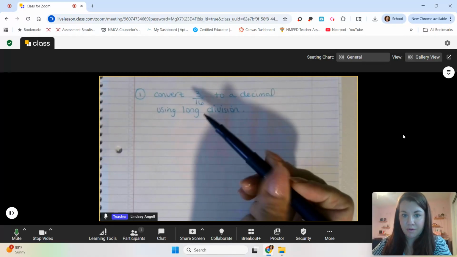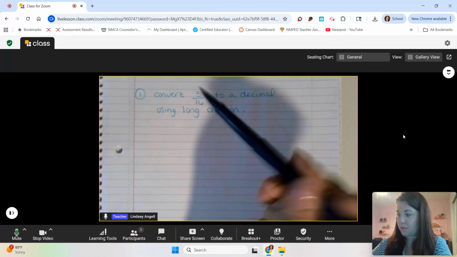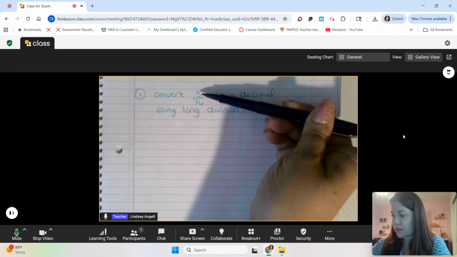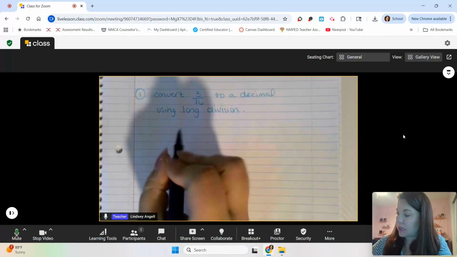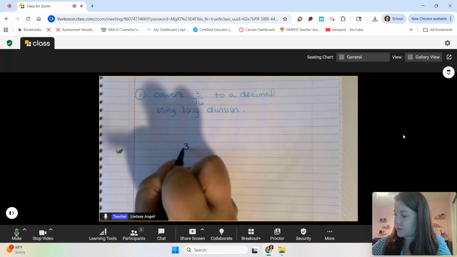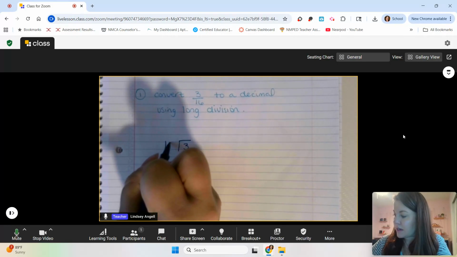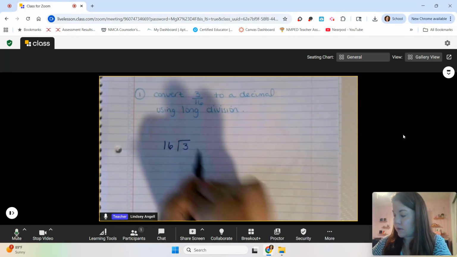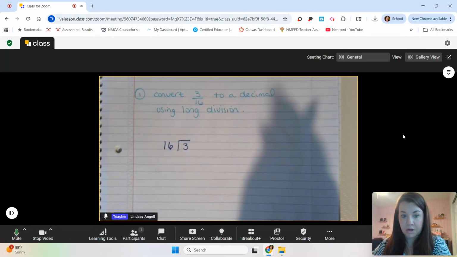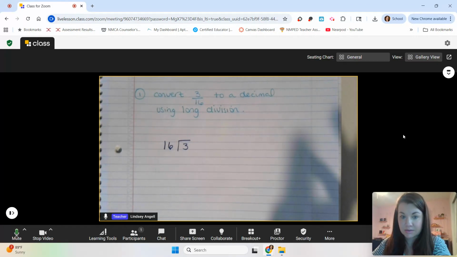So in order to convert a fraction to a decimal, now first off, we've talked about this before, but every fraction is a division problem. This is like 3 divided by 16. So that's exactly what I'm going to do. I'm going to set up 3 divided by 16. Now that doesn't work, right? In your brain, you're probably thinking, Mayday, Mayday, this isn't working.